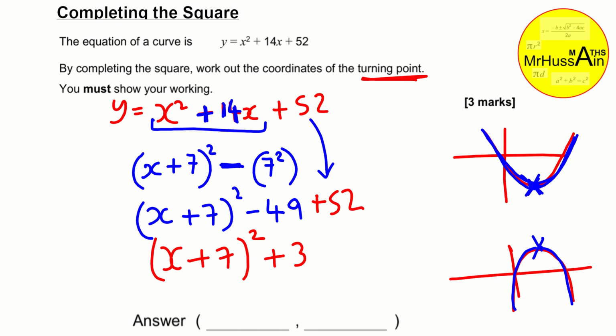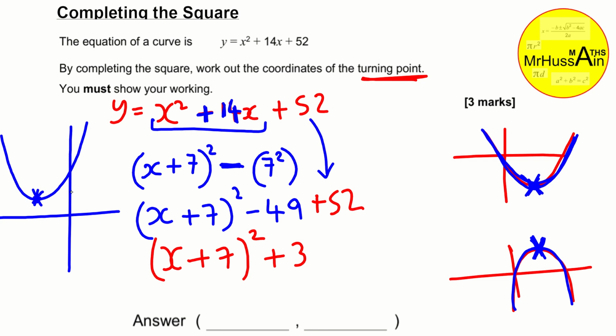So they could have easily reworded this. Instead of turning point, they could have said corners of the minimum point. And this here is called a turning point, but it's also called a maximum point because it's right at the top. For this particular graph, we're looking for this turning point here.